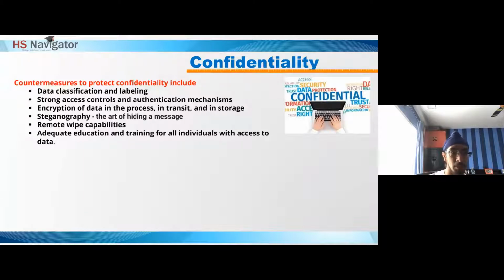So what are some countermeasures to protect your confidentiality? Those include things like data classification, labeling, access controls, encryption, basically a bunch of things you can do to make sure that whatever data you don't want people to see, no one else can see it but the person you want to send it to. Like if you want to send data to your friend or another company, make sure that the only people who can ever access that data are the people who need to.